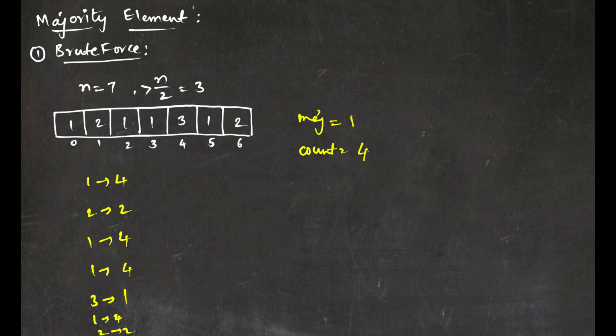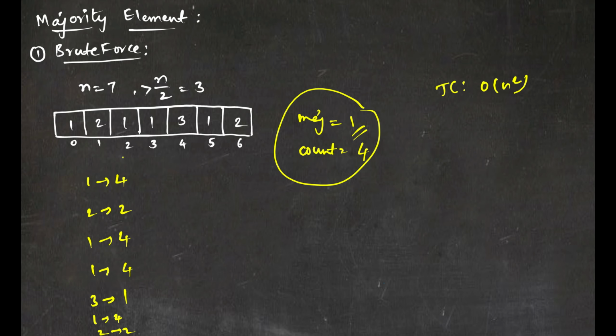At the end, these two variables contain my majority element and the frequency of it, so I can just return 1 in this case. And if you observe, we are taking a total time complexity of n square because we have to iterate the array, and while iterating the array, for each element I have to count the occurrences of it.